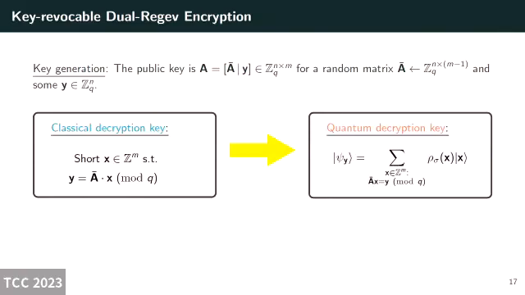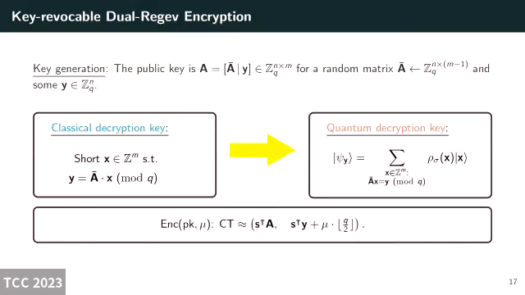But here we need a quantum decryption key, and the quantum decryption key is very simple. What I'm going to do is consider a superposition over all the short solutions that map A to y. Specifically, we consider a superposition where the weights correspond to the truncated Gaussian with mean 0 and sigma, the standard deviation, being something like poly in m. And the encryption algorithm is the same as before. In order to encrypt, I'm going to compute s times A plus some noise vector, which I denote using this approximate symbol. And then I'm also going to compute s times y, and shift s times y by some message times q over 2.